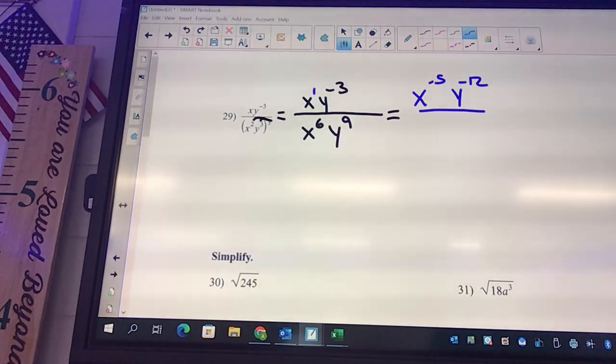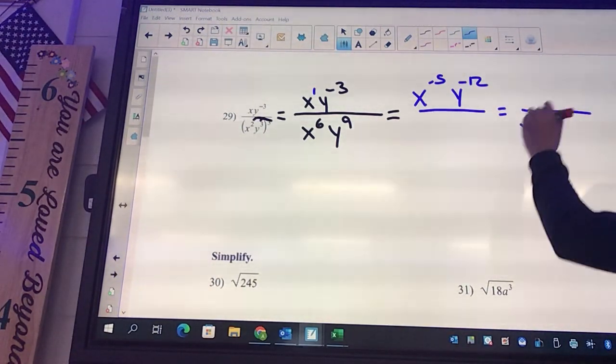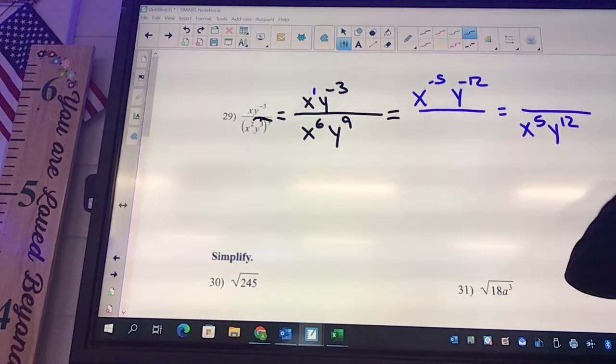Okay, and then we got to move some stuff. Where does the x to the negative 5 go? Bottom. Y to the negative 12. Bottom. What goes on top? 1. A 1.